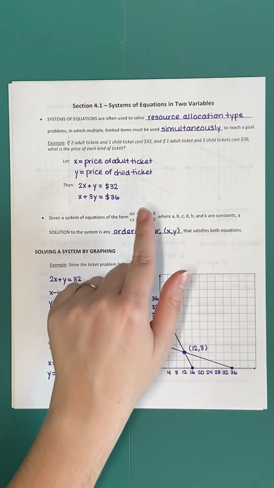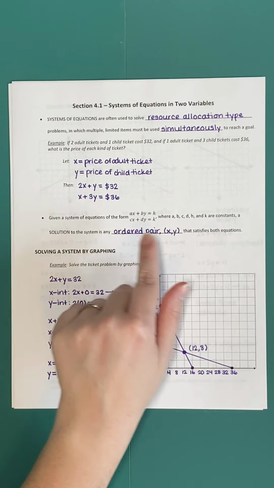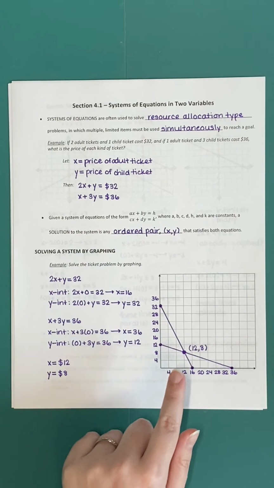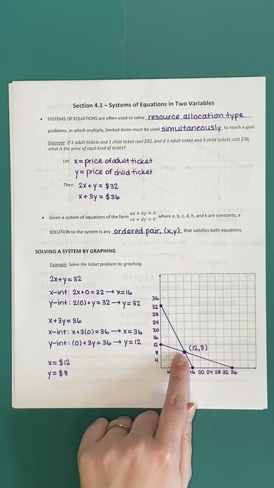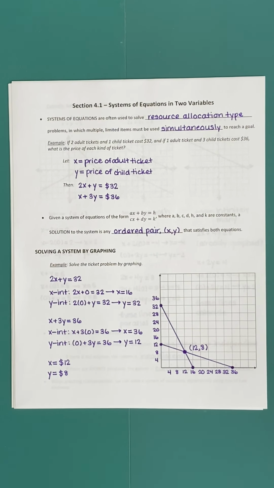So again, we define our solution as whatever ordered pair or ordered pairs satisfy both equations. In other words, whichever ones they have in common, which are represented on the graph by any locations our lines would cross. So if we can find a location where our lines cross, that represents an ordered pair that our two equations have in common.